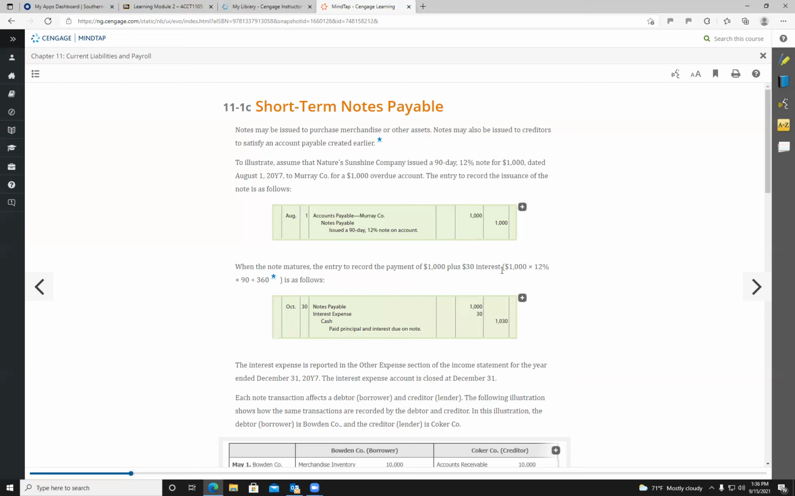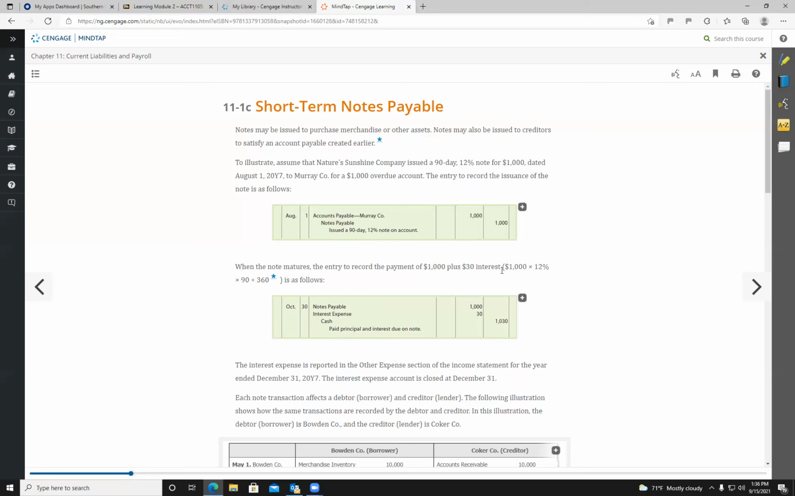Obviously, 90 days is 3 months. 3 months is a quarter of a year, and that's why that came out to be 25%. So 90 divided by 360 is basically 25%. So they're only going to have to pay 25% of the total interest. The total interest was $120. $1,000 times 12% was $120, and you only have to pay 25% of that interest because it's only a 90-day note. I hope that makes sense.